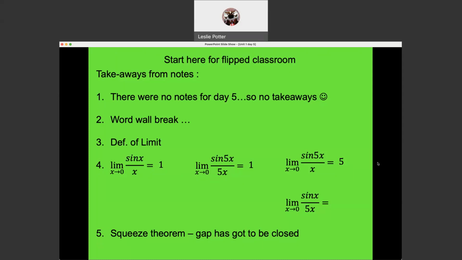Okay, and then the last card on the word wall is the squeeze theorem. Okay, so look at that. The picture is powerful. Everything's got to squeeze together at that point we're evaluating the limit at. That's the only way we can determine the limit, is everything comes to the same value. Can't have any gaps. Okay, so any questions about that? All right.